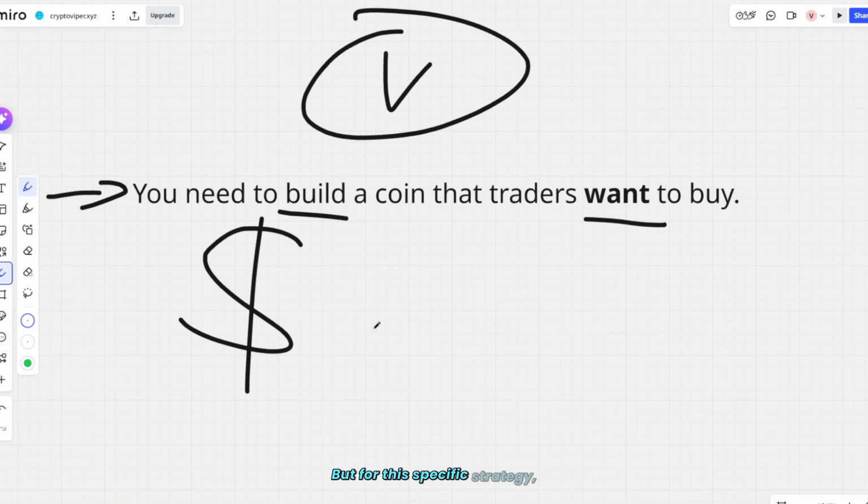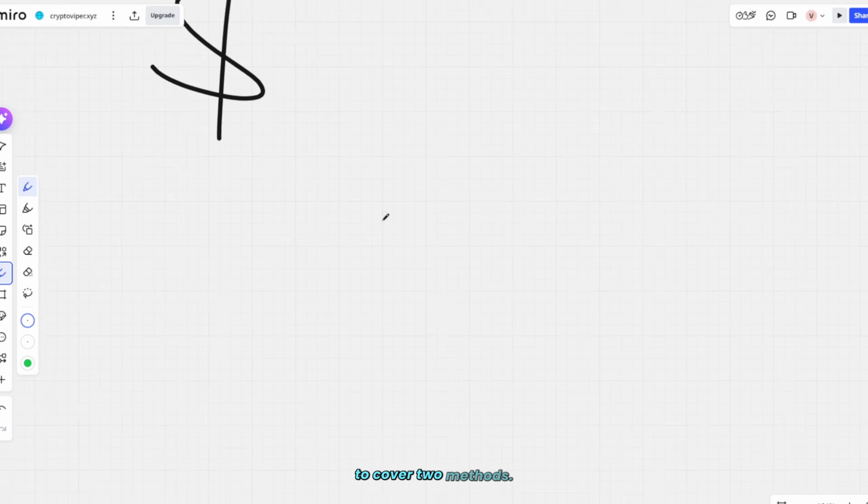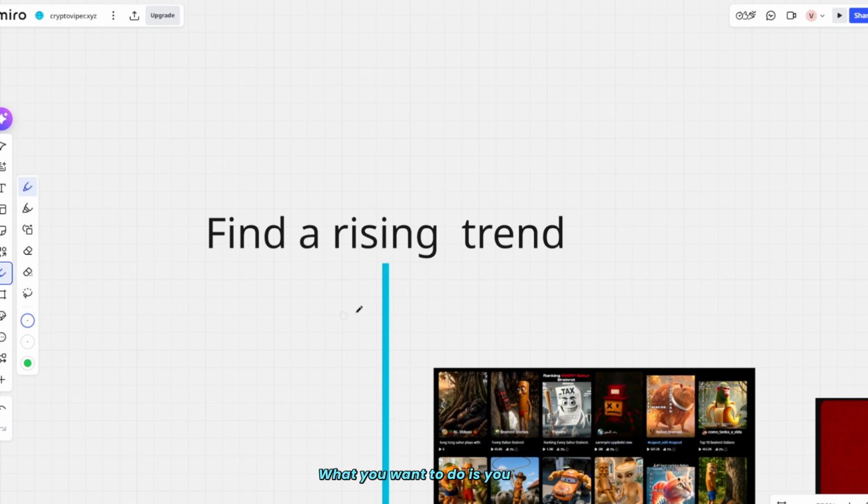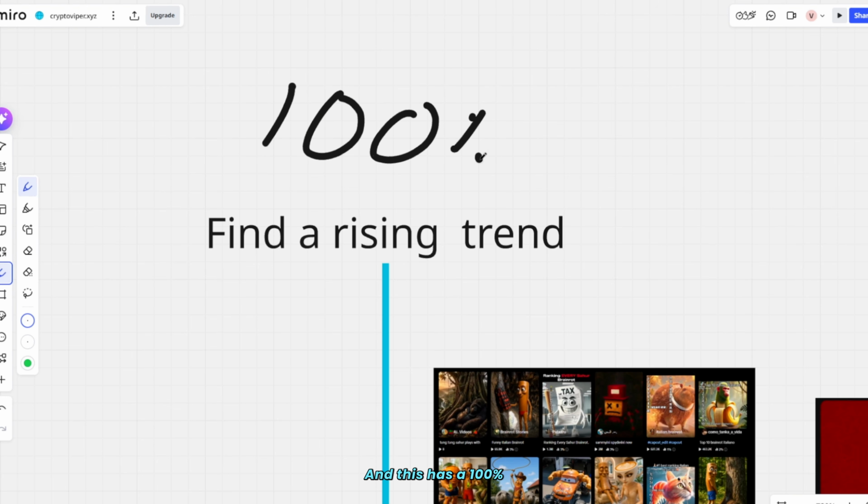But for this specific strategy, I'm only going to cover two methods. Method number one is launching through social media trends. And literally no one does this. It is untapped. It is a gold mine. What you want to do is get on Instagram, TikTok, YouTube, and start scrolling. Figure out what the next big meme is. What is the next big trend? And this has a 100% success rate.